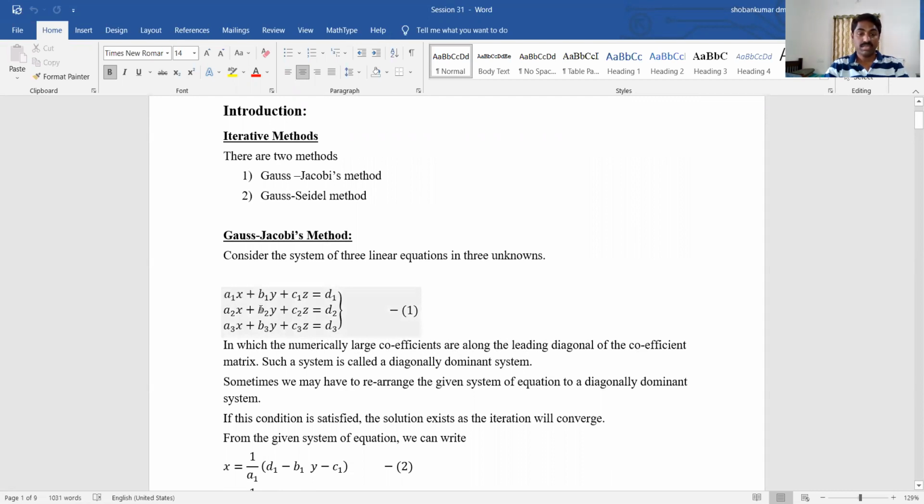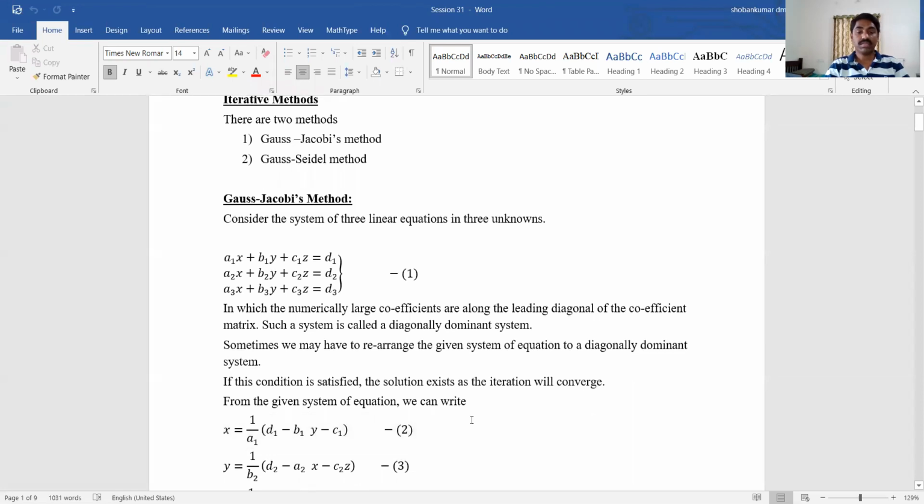Here, a1, b2, and c3 are numerically larger than other coefficients. Then only we say that the system is diagonally dominant. If the system is diagonally dominant, we can use either Gauss-Jacobi's method or Gauss-Seidel method. Here we now discuss Gauss-Jacobi's method. Sometimes we may have to rearrange the given system of equations to a diagonally dominant system. If this condition is satisfied, the solution exists as the iteration will converge.